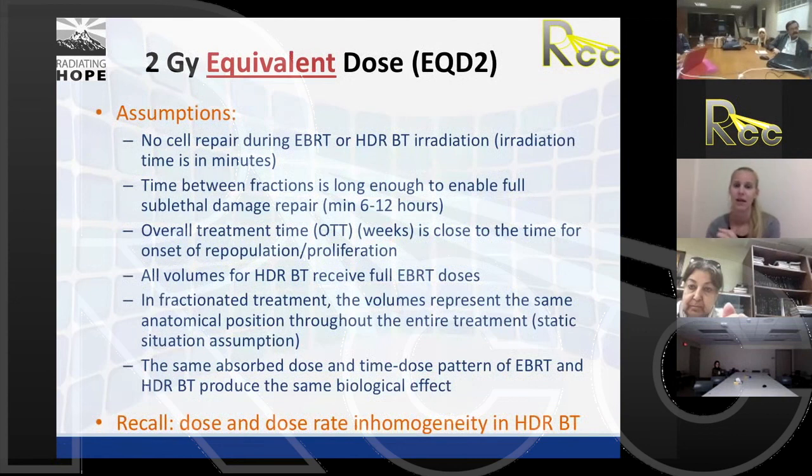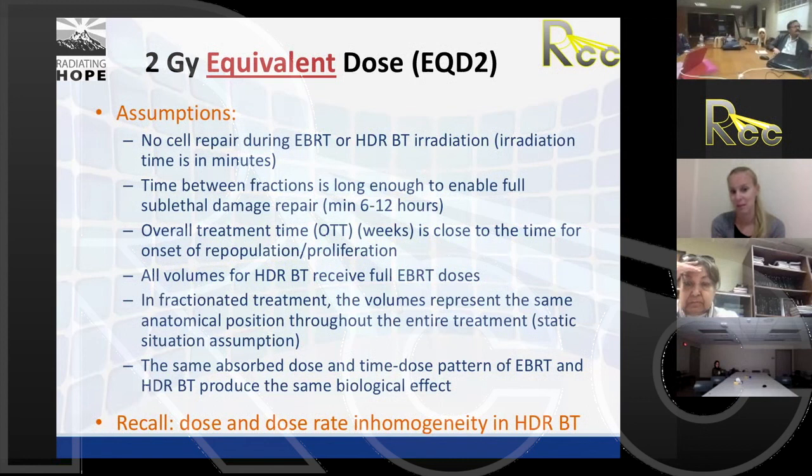Again, there's a lot of assumptions we make in radiobiology. Looking at our EQD2 values, the assumptions we make are, again, that there's no cell repair during our external beam or our high dose rate brachytherapy if our radiation time is in minutes. Again, we're making the assumption that the time between fractions is long enough for any sublethal damage to be repaired.